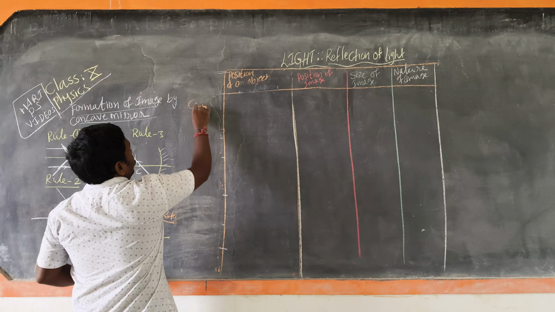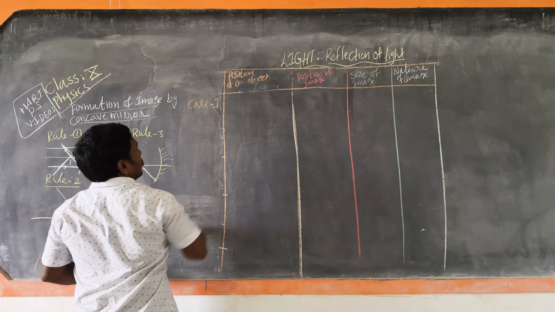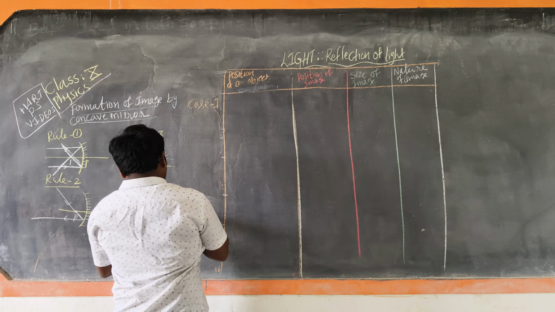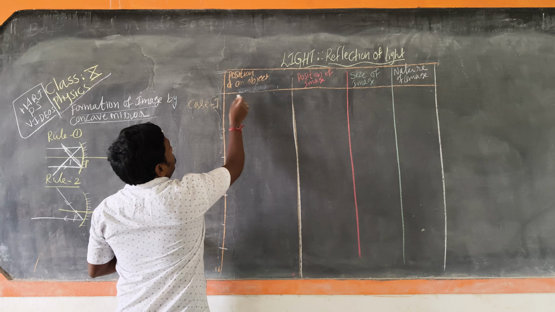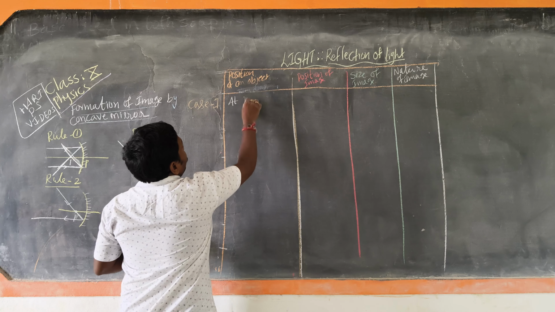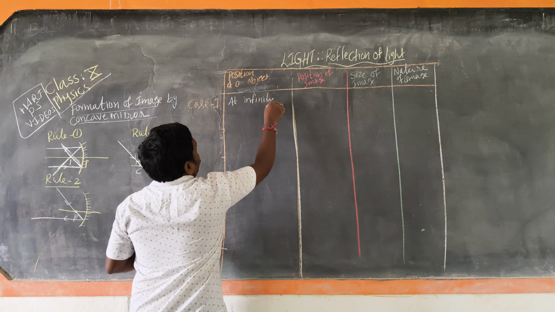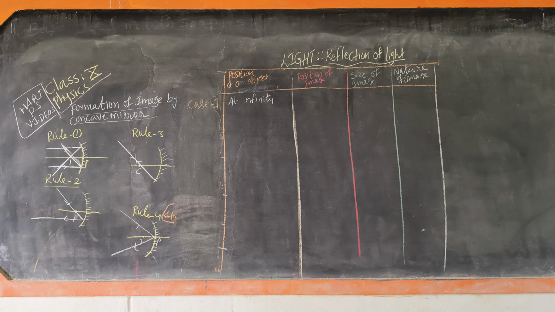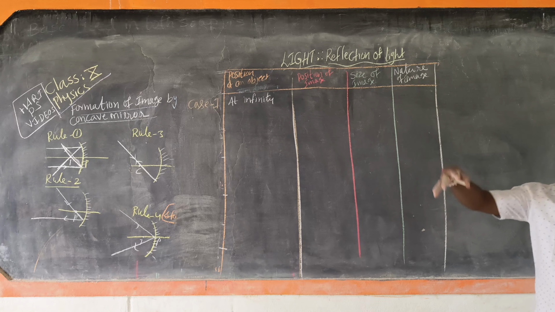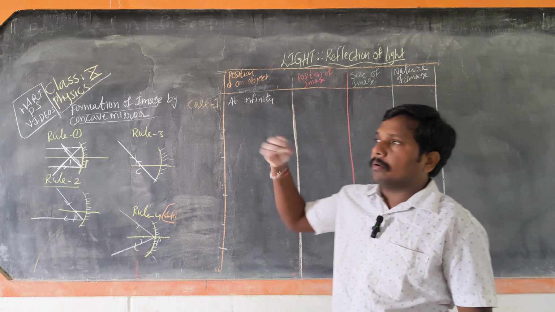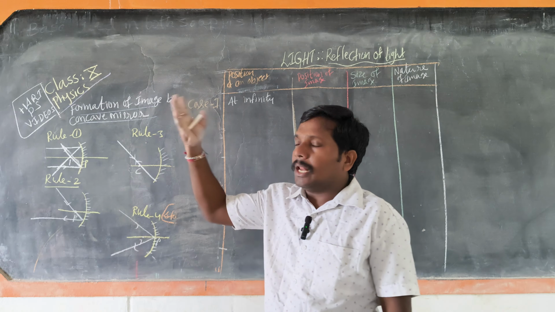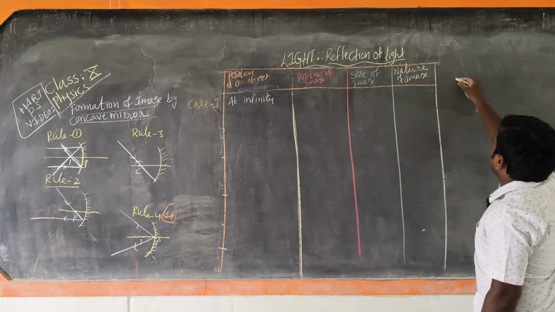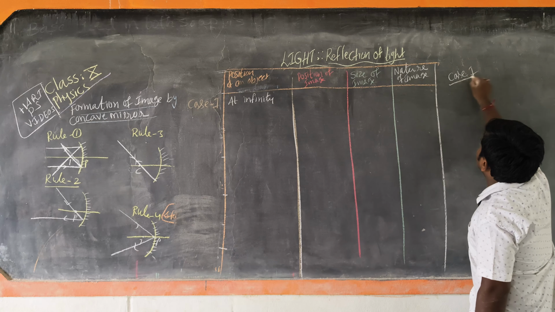First, case 1. If the object is at infinity. Infinity in the sense, if the light rays are incident from very long distances, you can say it to be infinite. So, case 1.